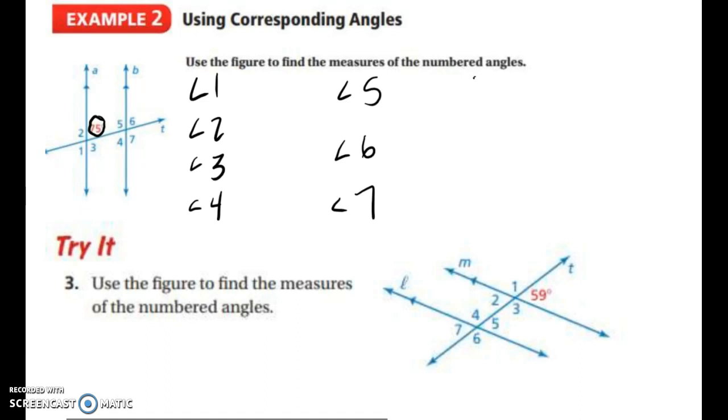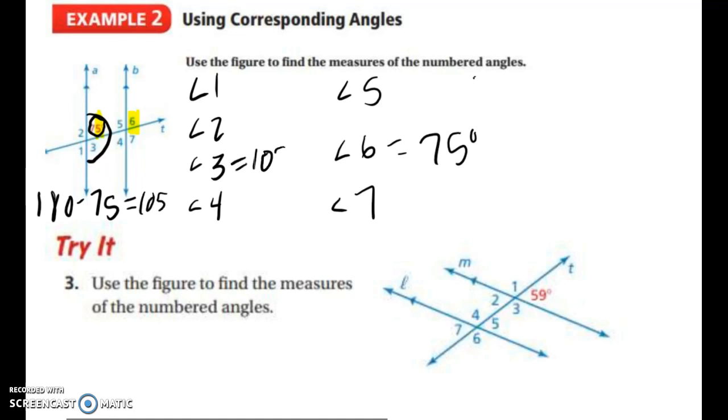So my corresponding angle with the 75 is the 6, and so that means that angle 6 equals 75 degrees. So those two are equal. Now I'm going to use supplementary angles to figure out angle 3. So I'm going to do 180 minus 75 to get angle 3. That gets us 105, which means that angle 3 is 105 degrees.